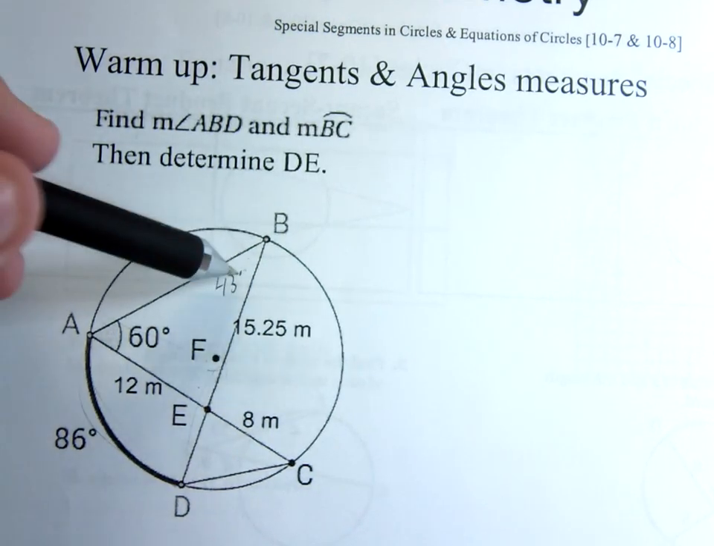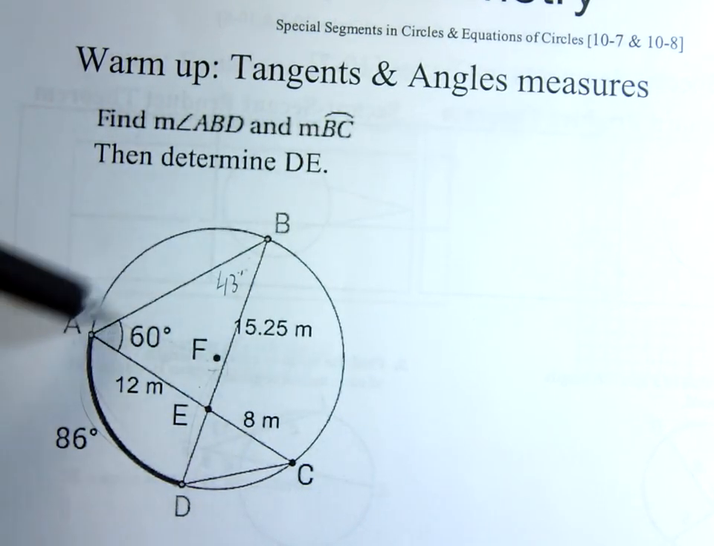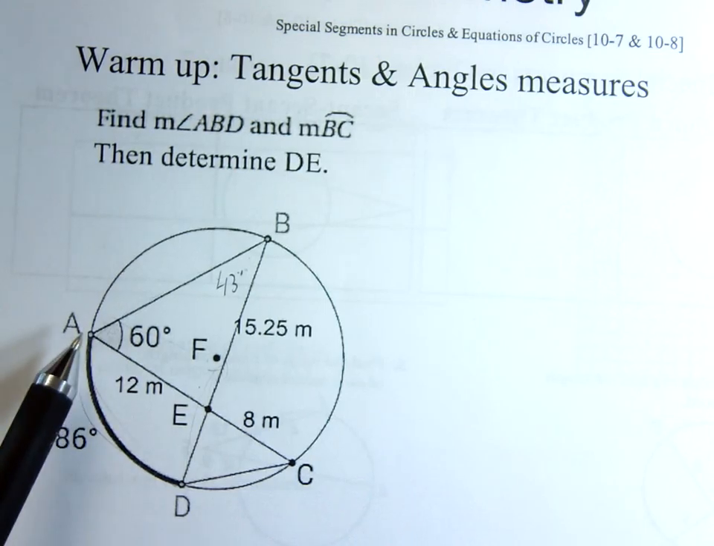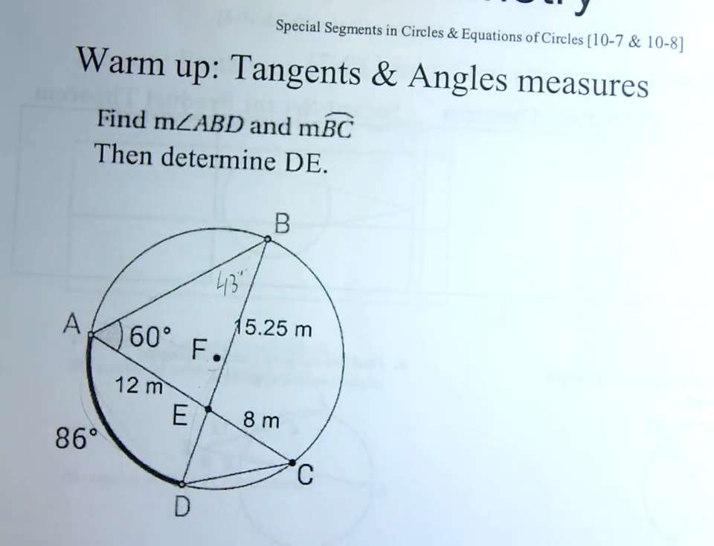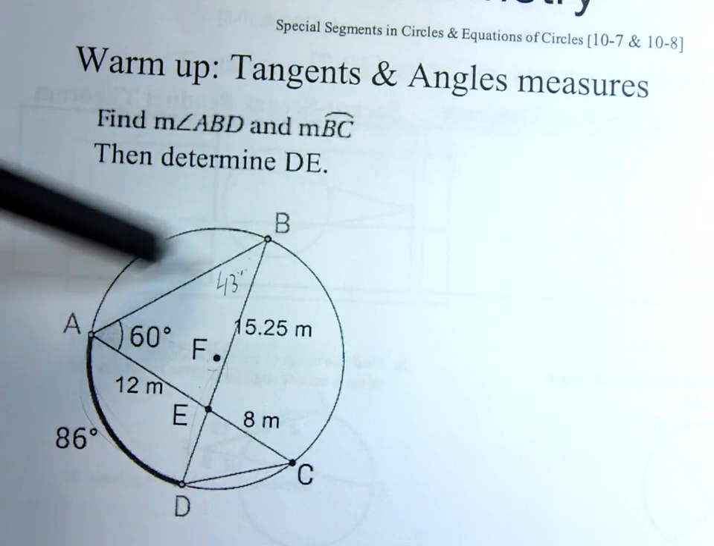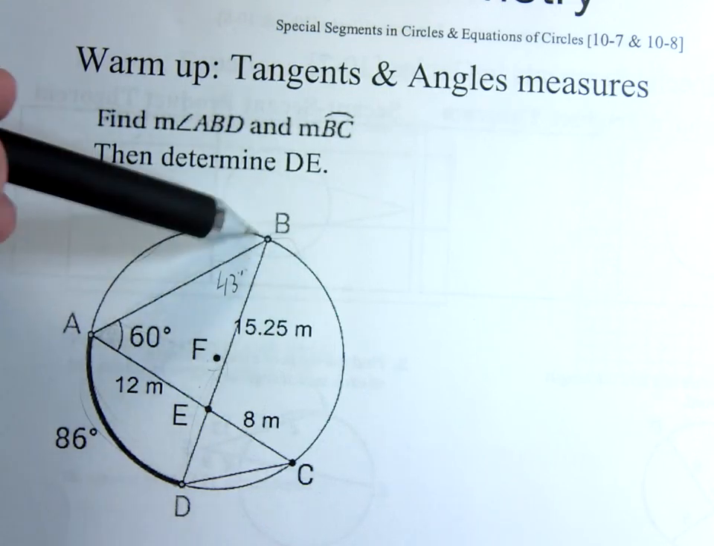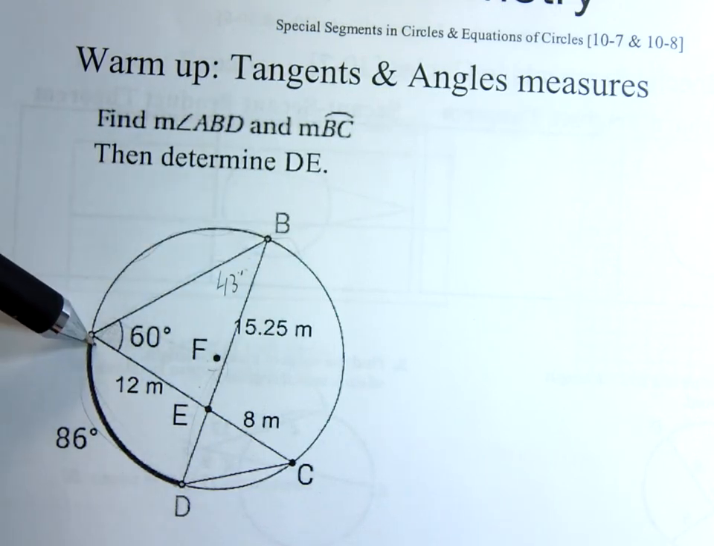We determined that ABD is 43 degrees because it is an inscribed angle. Notice, inscribed angles, by definition, the word inscribe, in and scribe, means to write, so written on something or inside of something. This angle is on the side of the circle. It's on the actual rim of the circle. That is an inscribed angle. This is an inscribed angle.